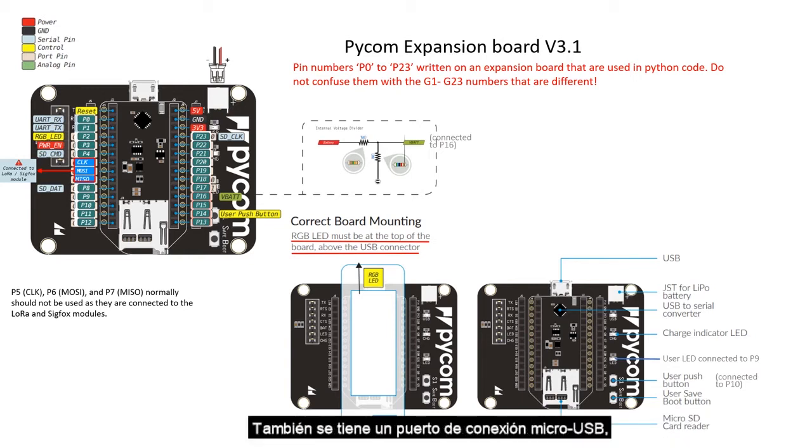We also have a micro USB connection port, a JST for LiPo battery, USB to serial converter, charge indicator LED, user LED connected to P9, user push button, user save button, and micro SD card reader. When connecting the development board, ensure that it is connected to the expansion board as indicated in the image, that is with the RGB LED positioned with the micro USB port. We will demonstrate this during the hands-on training.